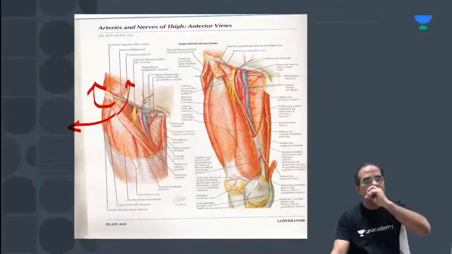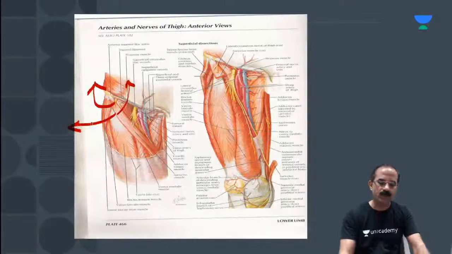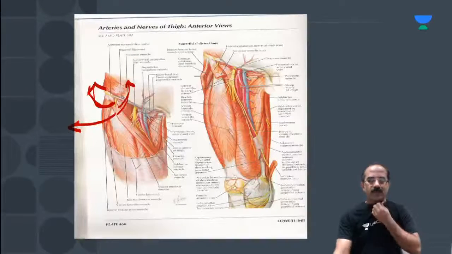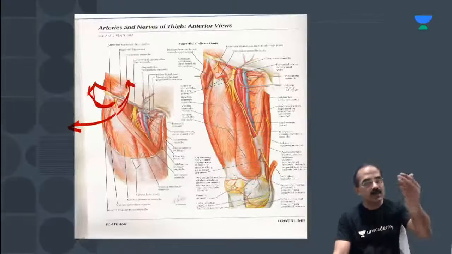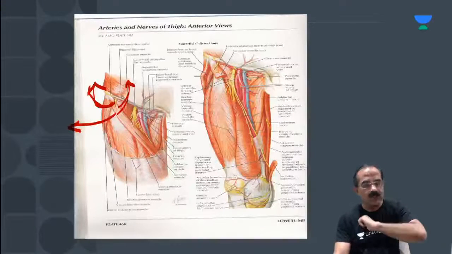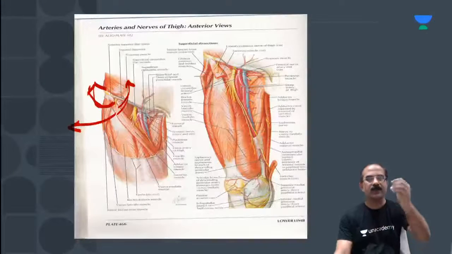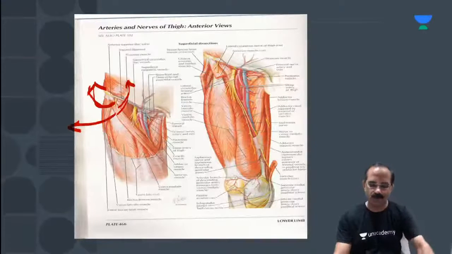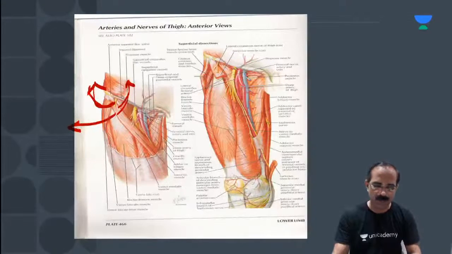So what is the action of sartorius on the hip joint? On the hip joint, it would be abduction, lateral rotation and flexion. And what is the action of sartorius on the knee joint? On the knee joint, it causes flexion and medial rotation.